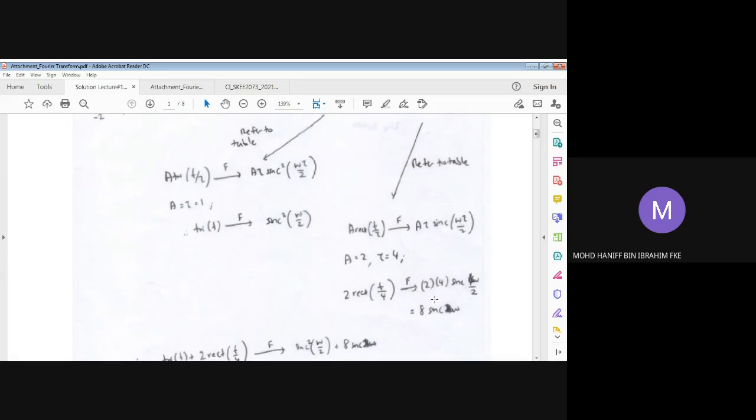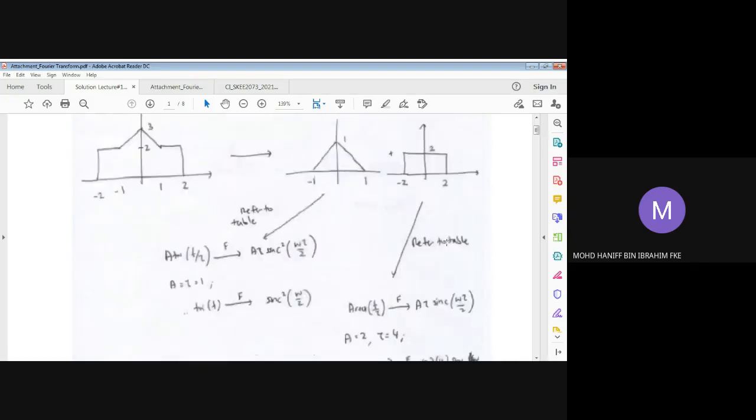So we end up with 8 sinc function of 2 omega, because tau equals 4, so we cancel out and we have 2 omega. So the Fourier transform is going to be 8 sinc of 2 omega. Okay, so we have obtained the Fourier transform for these two signals separately.